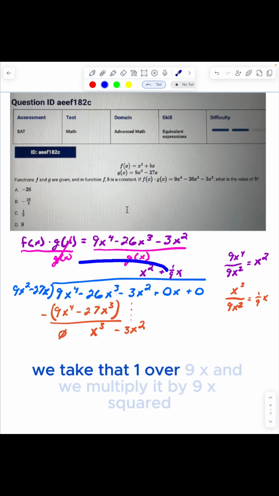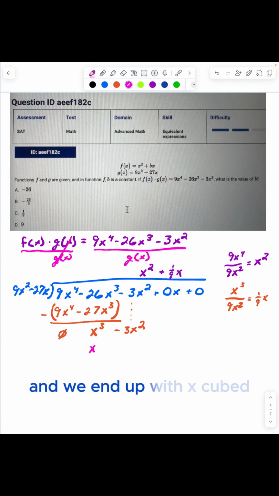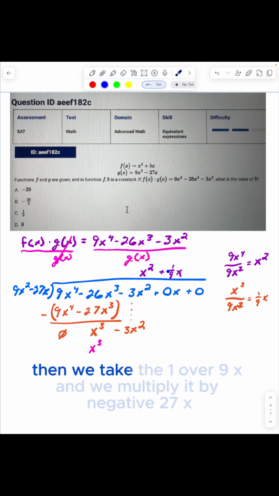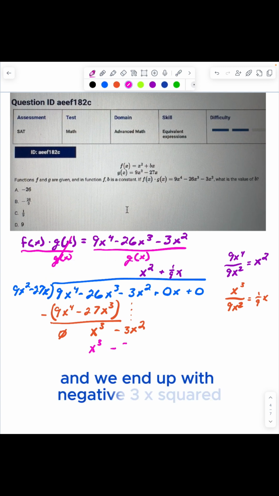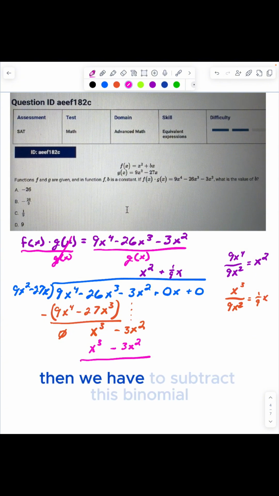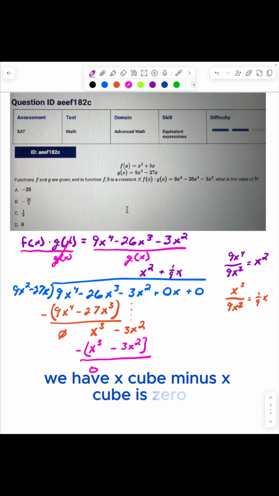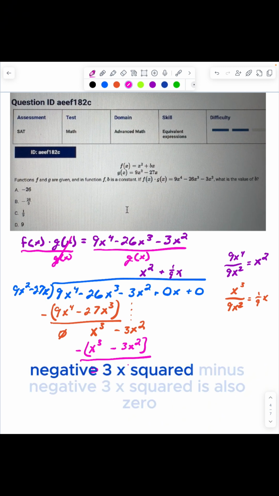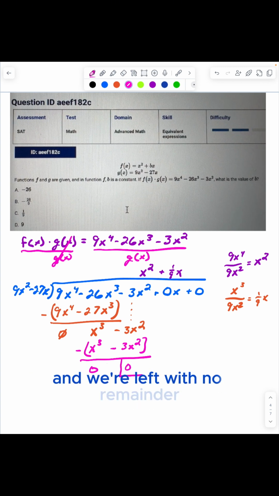We take that 1 over 9x and multiply it by 9x squared, and we end up with x cubed. Then we take the 1 over 9x and multiply it by negative 27x, and we end up with negative 3x squared. Then we have to subtract this binomial. We have x cubed minus x cubed is 0. Negative 3x squared minus negative 3x squared is also 0, and we're left with no remainder.